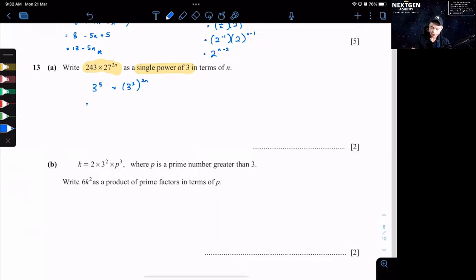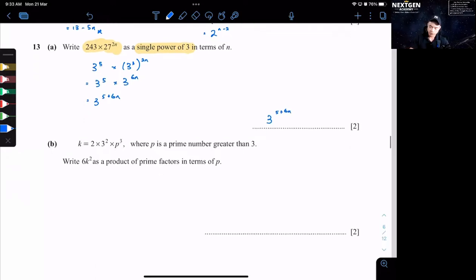Then 2n. Okay, so make sure you know all your law of indices. So 3 to the power of 5, 3 to the power of, this one I can multiply, 6n. And then 3 to the power of 5 plus 6n. You want to write 6n plus 5 also is fine. So I just write it as 5 plus 6n. Okay, so this is question 13a. Let's look at B.